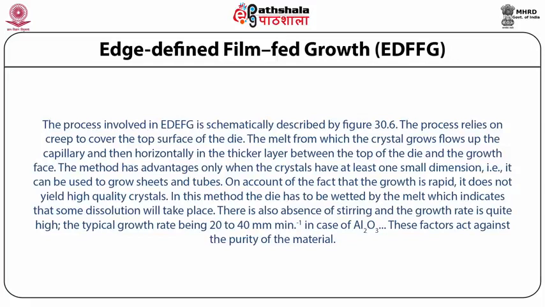On account of the fact that the growth is rapid, it does not yield high-quality crystals. In this method, the die has to be wetted by the melt, which indicates that some dissolution will take place. There is also absence of stirring and the growth rate is quite high, the typical growth rate being 20 to 40 mm per minute in case of Al2O3. These factors act against the purity of the material.